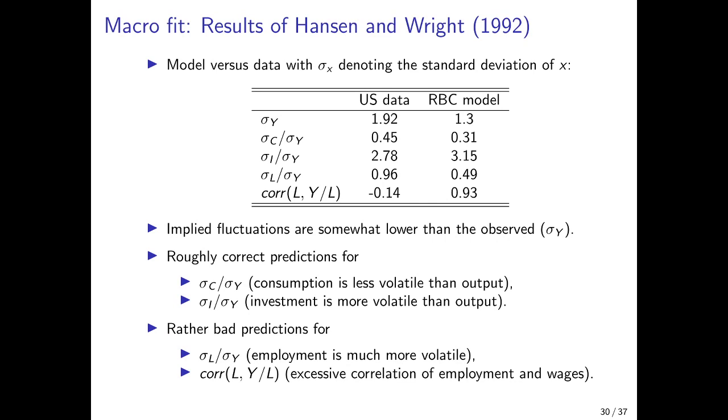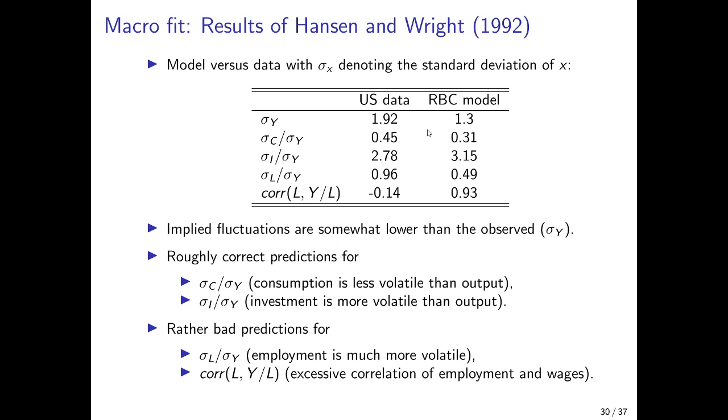And here I refer to the results of Hansen and Wright in a paper from 1992, where they compare the standard deviation of certain variables x for the United States with the output of their real business cycle model. Now what they find is that the standard deviation of GDP is 1.92 in the data and 1.3 in the model. So that's kind of not too far away from the true value, and qualitatively at least it goes in the same direction.